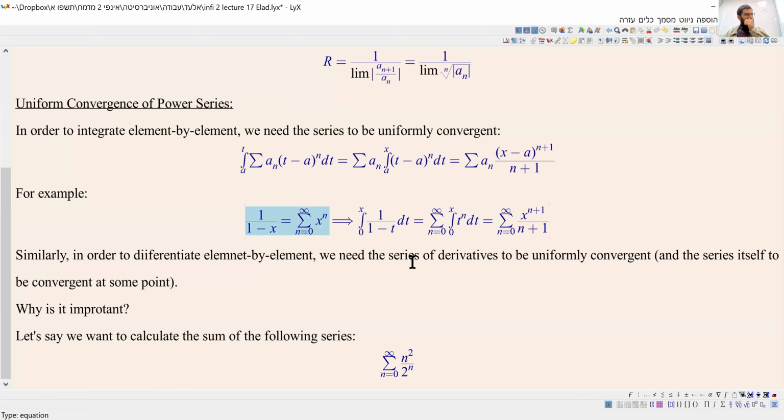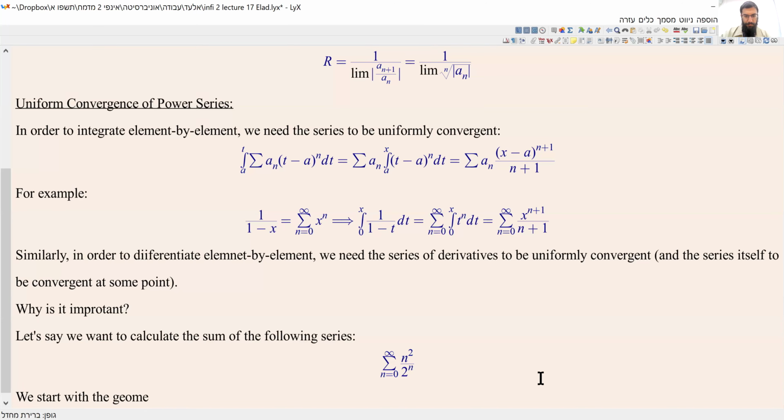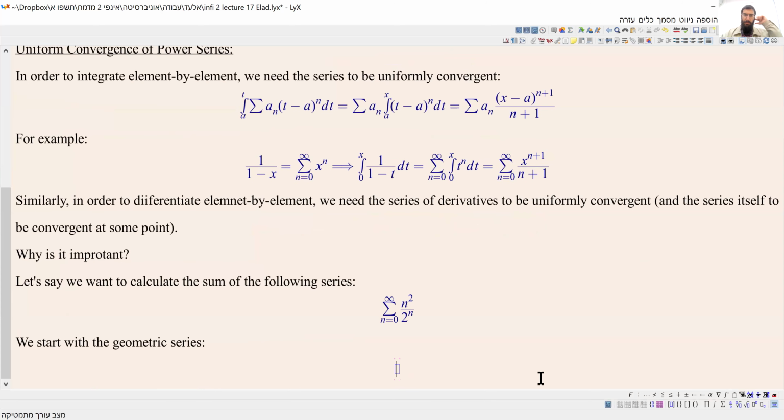The question is, what actions should we apply on the geometric series in order to achieve this sum, this series? So we start with the geometric series, and this is the geometric series. It equals 1 over 1 minus x. What can I do to achieve this sum?